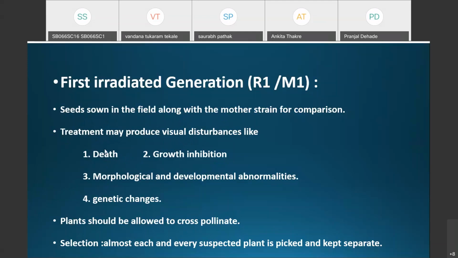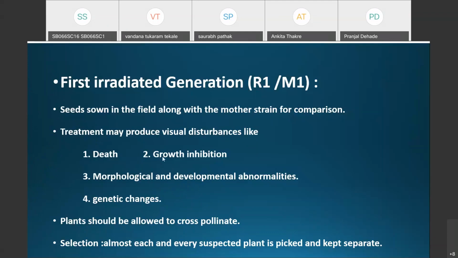If, due to the treatment of the mutagens, the death of the plant takes place, then nothing remains for the further study. Sometimes it may be responsible for growth inhibition and morphological and developmental abnormalities. These may or may not be of potential interest to the plant breeder, as these are temporary and plants can recover from such abnormalities.